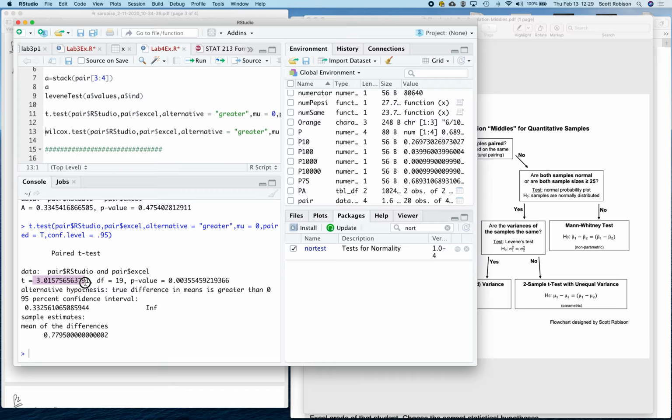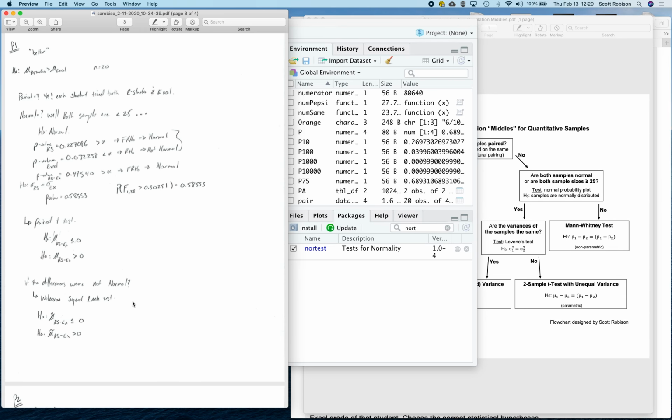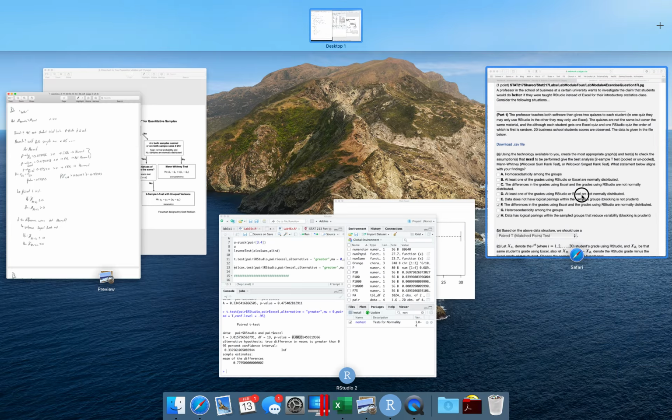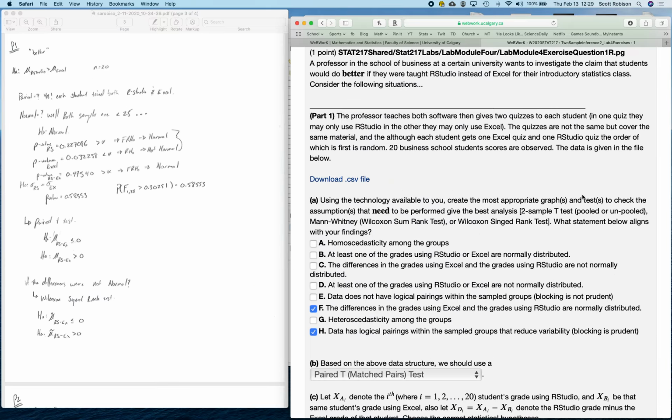And here's the test statistic for the paired t-test. Here's the degree of freedom. And here is the p-value. In this case, the p-value is quite small. So the p-value is small, so I'm going to reject the null hypothesis, which is the less than or equal to sign, in favor of the greater than sign. So what this is saying is it looks like the mean of the differences when you take RStudio minus Excel is actually greater than 0. What does that imply? Well, it implies that the average of the RStudio quiz was higher than the average of the Excel group.